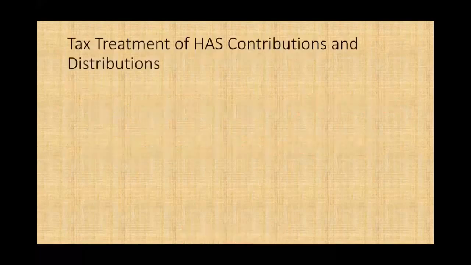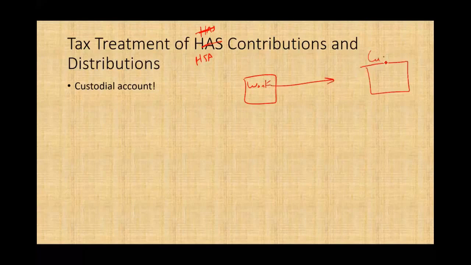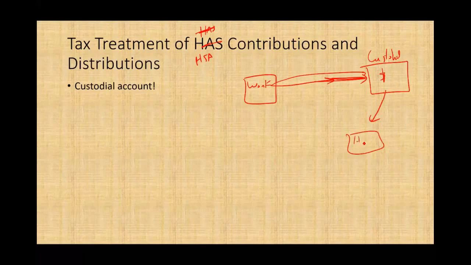Again, for the tax treatment of HSA contributions and distributions: first, you have to have a custodial account. What does it mean, custodial account? It means you have your work, that's where you get paid, and you have to put that money away with a custodial account, some company. So the money is transferred to that company, and when you have your medical expenses, you'll pay from this account to the hospital.